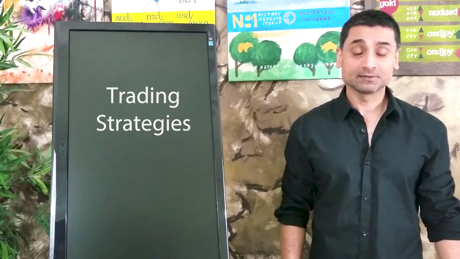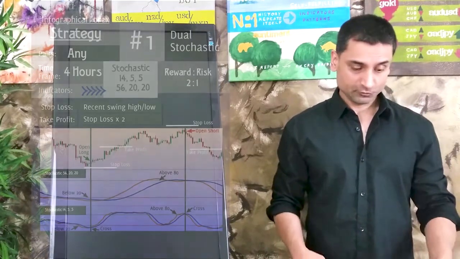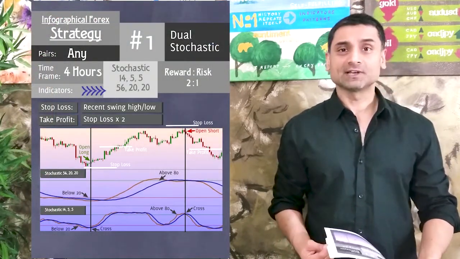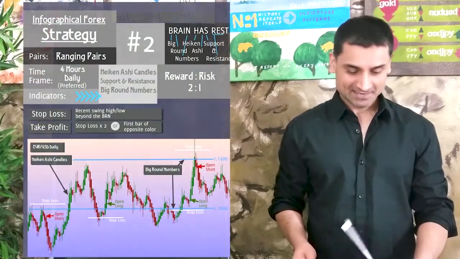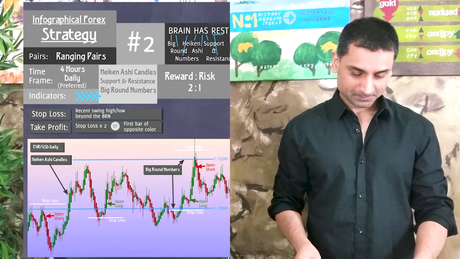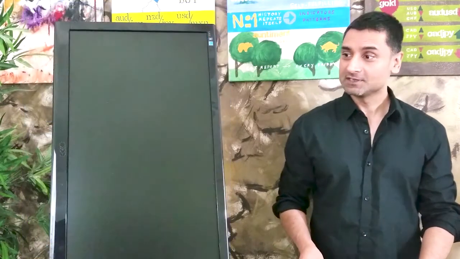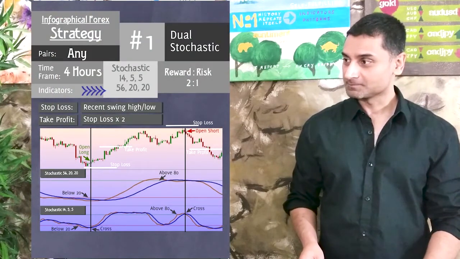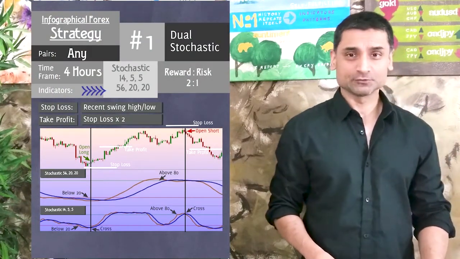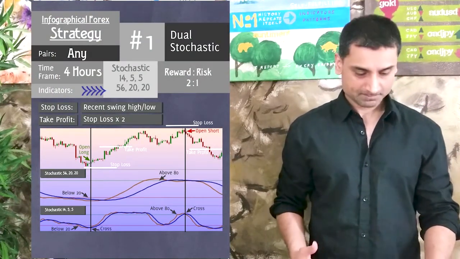This lecture is going to be about strategies. We're going to go through two of the strategies that are in the book. The first strategy is dual stochastics, and the second one is called brain has rest. All right, let's look at the first one first. And this is the infographic, but in a little bit we're going to apply it to the MT4 platform.